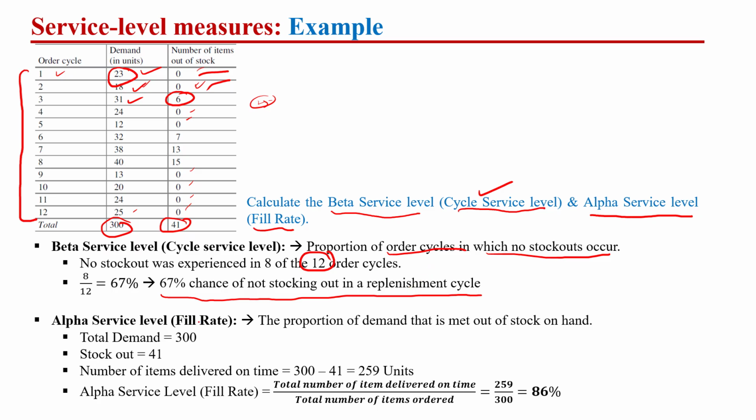Whereas how can we calculate the fill rate? That is, how much is the total demand against these order cycles, that was the total units, which was 300. Okay, how many units were stocked out? That is 41. So 300 minus 41 is 259. So out of 300, 259 units we delivered on time, or fulfilled the demand of those customers. So how can we find the fill rate? That is going to be 259 divided by 300, which is 86%. So that means 86% of the demand, we have fulfilled. The remaining 14% was the stockout, right?